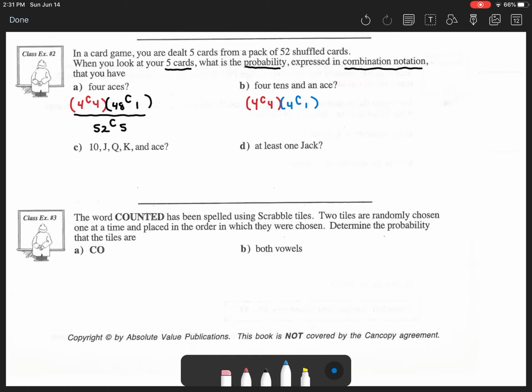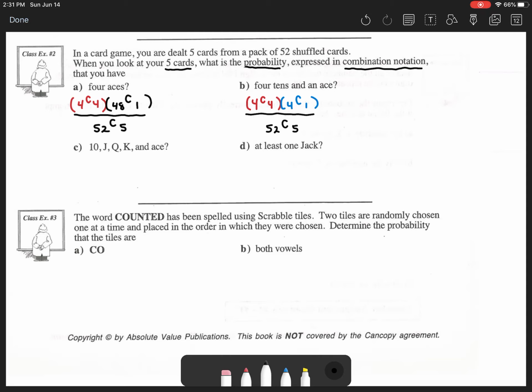Because in a deck, there are only 4 aces, but you want to choose one of them. So you now have selected your 5 cards. And again, you divide by all possibilities, which is 52 cards in the deck, and you're choosing 5. So there is what the combination notation looks like for B.